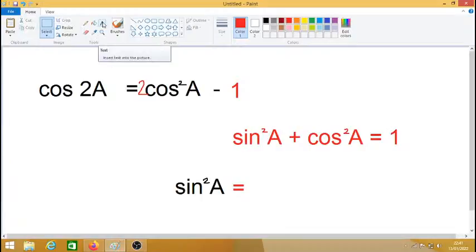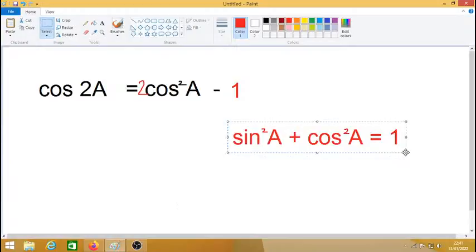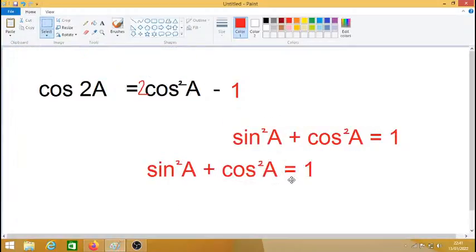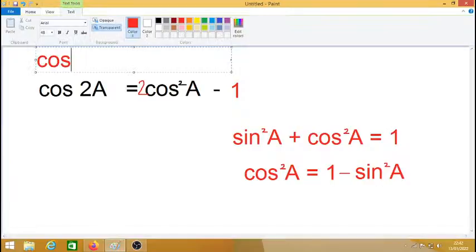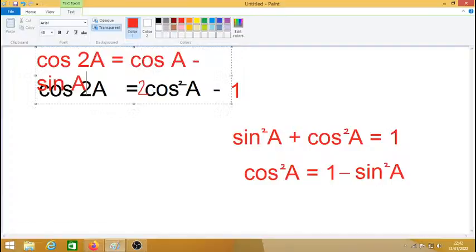And there's a third version, because this time, to get the one that I just had, I rearranged for sine squared, but actually I could rearrange for cos squared instead. And what you'll find, if you rearrange for cos squared instead, is that it becomes 1 minus sine squared a. And you stick it back into the original formula we had, which was cos 2a equals cos squared a minus sine squared a.